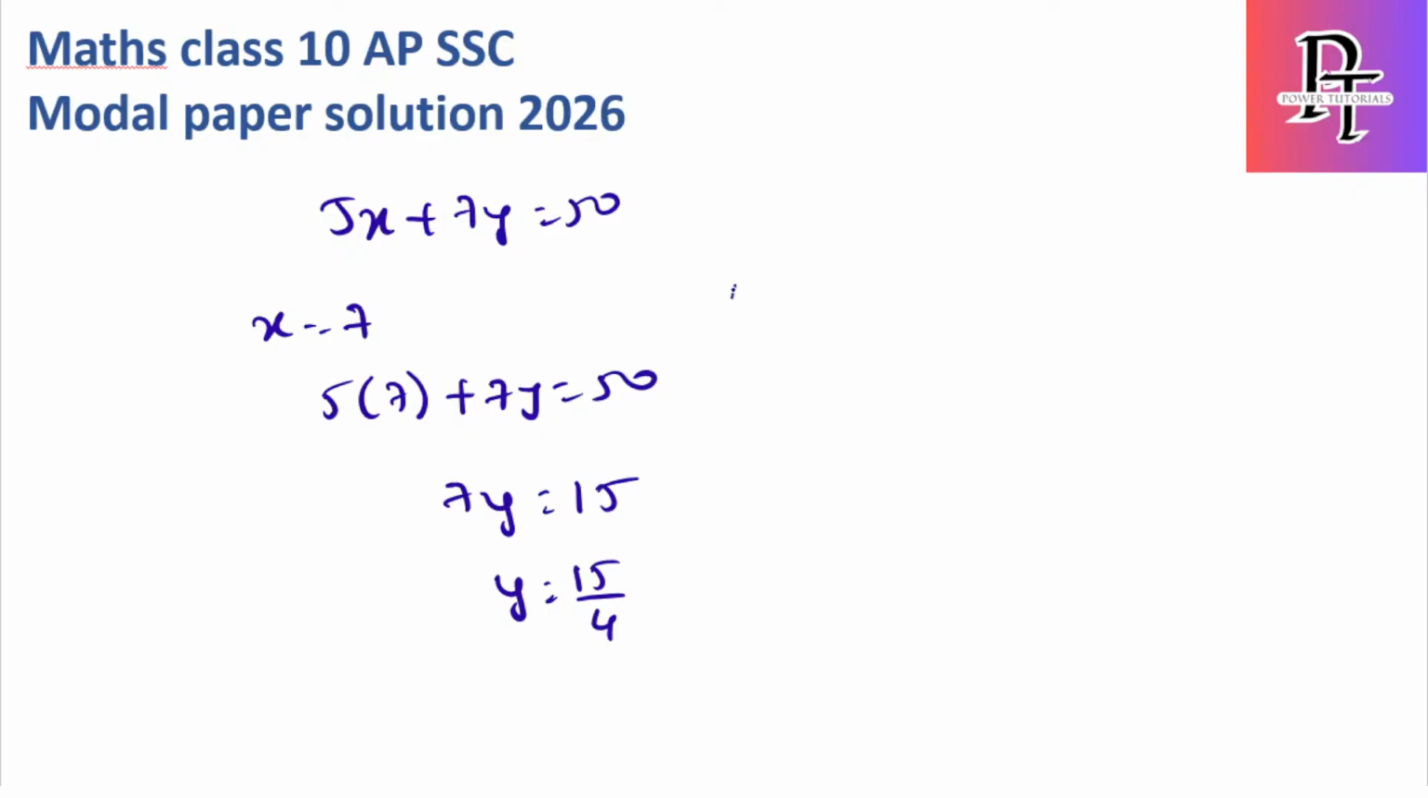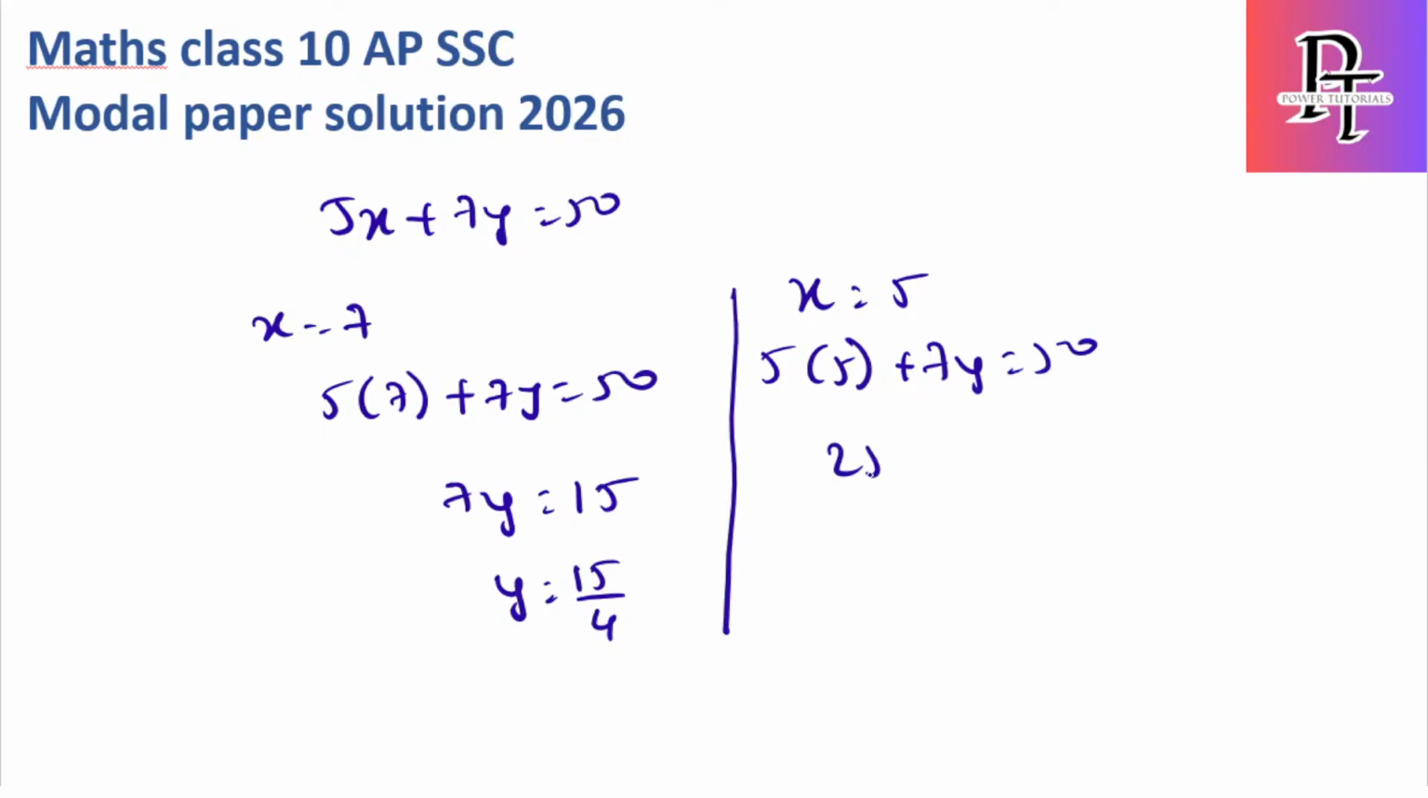Same way if I keep x as 5, what I will get? 5 into 5 plus 7y is equal to 50. So 25 plus 7y is equal to 50. So we'll get 7y as 25, and the y value as 25 by 7.